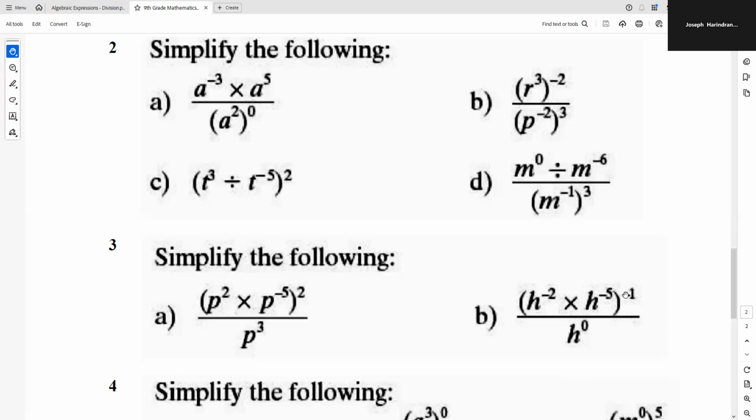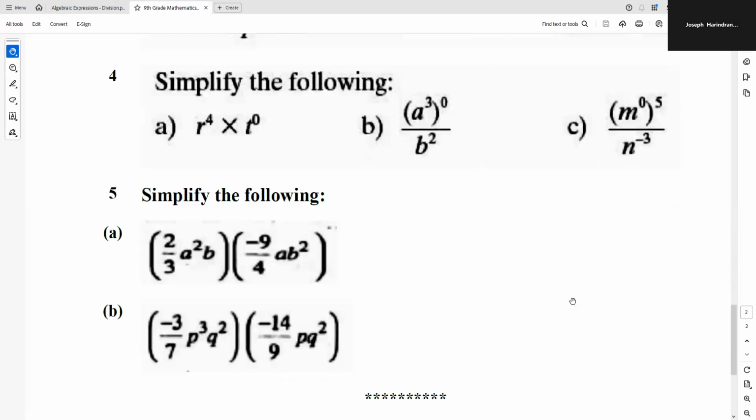Multiply the powers now. Use the power rule. So h raised to the power negative 7, when you add these two negatives together, you get a negative 7 here. h power negative 7 whole raised to the power negative 1. So multiply the powers, you'll get h power 7 because minus into minus is plus. So h power positive 7. That's all.